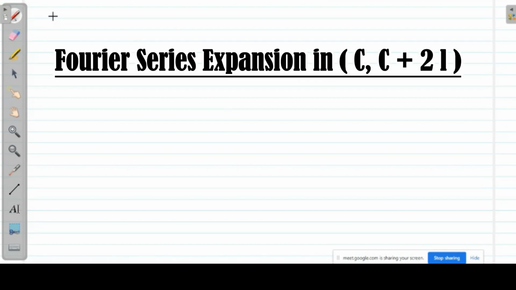So dear students, in the last lecture we finished the expansion of Fourier series of even and odd functions. I hope you understood that topic. Now today we are going to start a new topic, expansion of Fourier series in the interval c to c plus 2l.